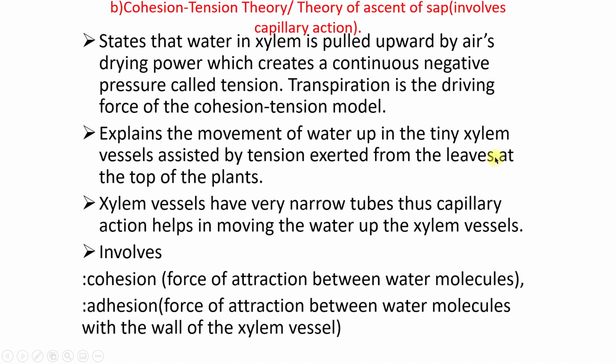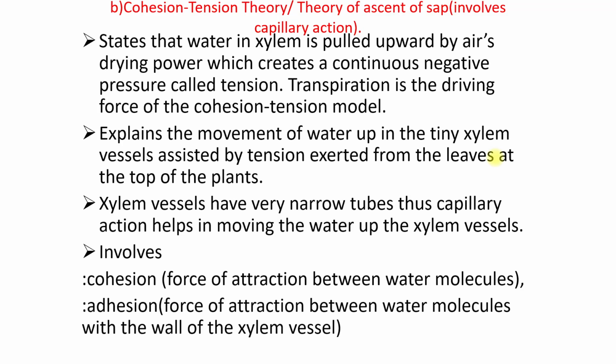Now, cohesion tension theory. Okay, so we have discussed root pressure. Now let's continue with cohesion tension theory, also known as the theory of the ascent of sap. And this involves capillary action in the xylem. This theory states that water in the xylem is pulled upwards by air drying power, which creates a continuous negative pressure, or tension. Transpiration is the driving force of the cohesion tension model.